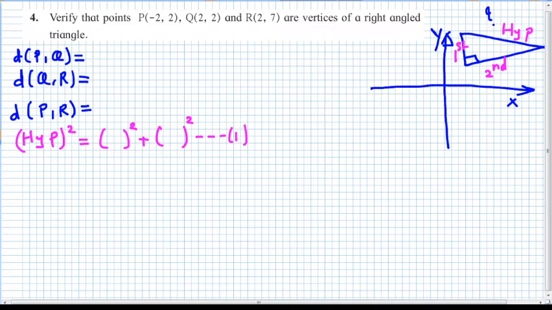Let us start to find the distances. Let me find the first distance, that is distance PQ. How would we do that? It will be square root of (x2 minus x1) the whole square plus (y2 minus y1) the whole square. That is the distance formula. So here, how will it be? That will be 2 plus 2 the whole square plus 2 minus 2 the whole square.